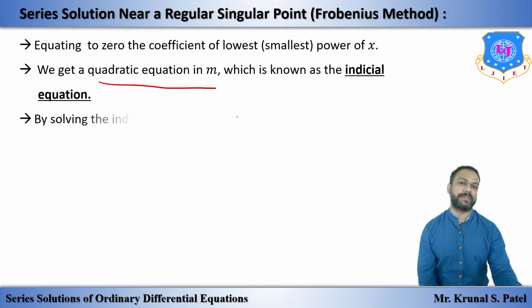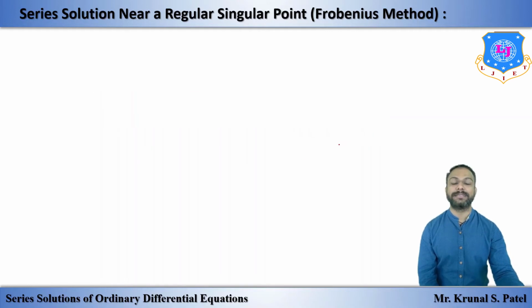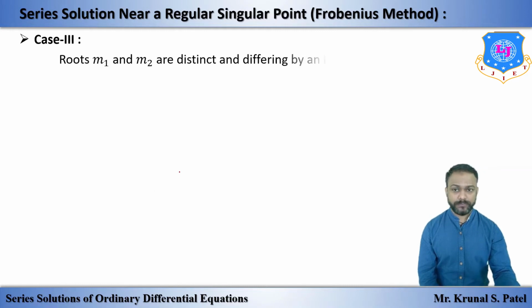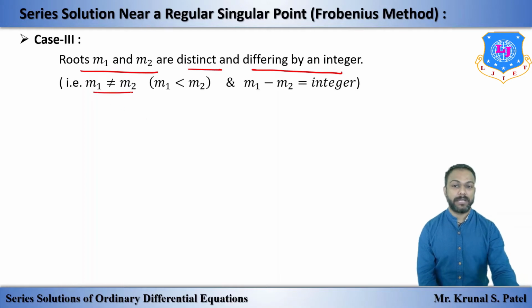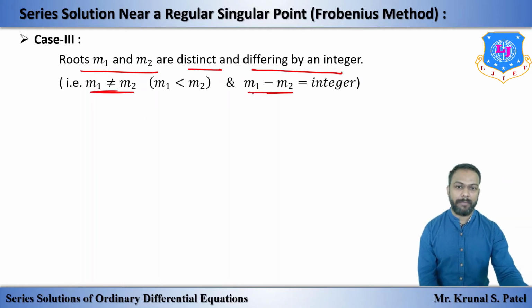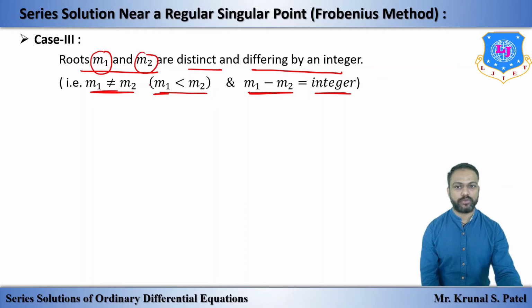And by solving this, we have two roots m1 and m2, and the nature of m1 and m2 decides this case number 3. So if roots m1, m2 are distinct, like case number 1, and in case number 1 they are not differing by an integer, here they are differing by an integer. That means m1 is not equal to m2, but m1 minus m2 gives an integer number. And here you have to take m1 less than m2. That means you have to give m1 for the smaller root and m2 for the larger root. Okay, so smaller root denoted by m1 and larger root denoted by m2.